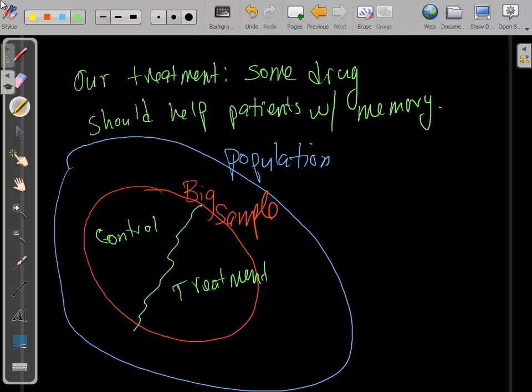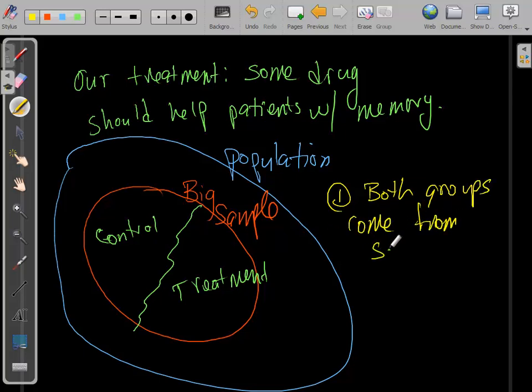That's kind of an important idea, and so I'm going to write that. Both groups come from the same population.